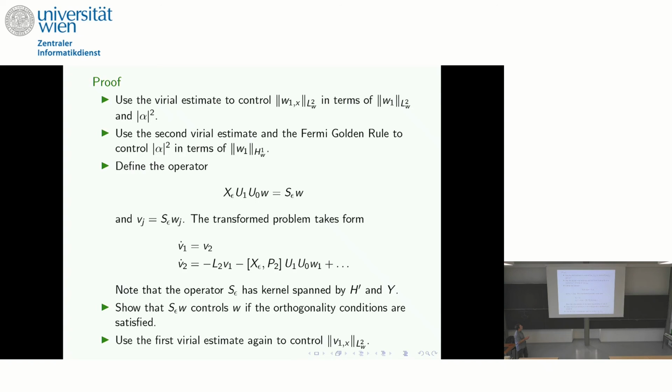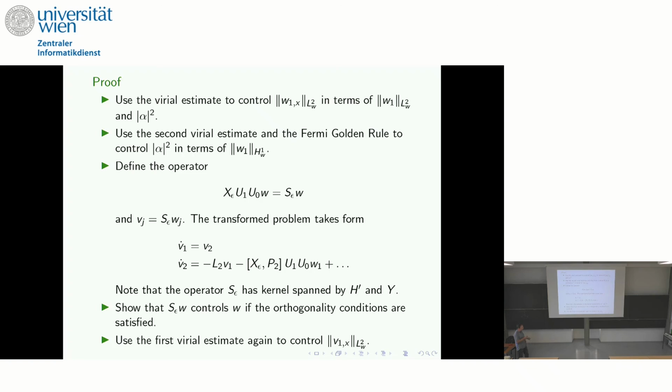Now you see that you have to close this, so you have to find a way to control W1x in L2. In order to do this, you define a new operator, where you apply the Darboux factor U0 and the Darboux factor U1 to W. If you stay with this, you lose, because these operators are first order operators, so you lose 2 derivatives. So you have to regularize. There are a few technical things here. I call this regularizing operator X epsilon. So you have a new operator S epsilon W, and you write the equation for S epsilon W. The equation for S epsilon W is essentially the same equation as before, except that now the operator is L2.